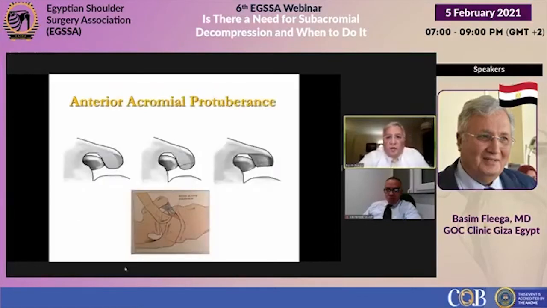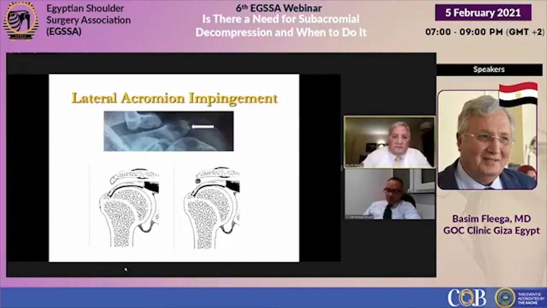The anterior acromion protuberance is also one of the causes of failed subacromial decompression, in which the protuberance is not resected, and it stays and makes problems on active elevation. So this will need a revision and removal of the protuberance.